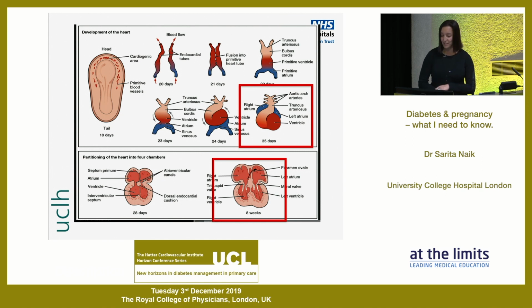And that's because of some of the embryology, which certainly was a long time ago for me. But if you look on the right-hand side, this is showing you the development of the heart. And you can see that by 35 days, the structure of the heart is already developed. And by 8 weeks, all the chambers are partitioned. Many women are only being referred to antenatal services at that time. And that's why it's so important to get the HbA1c right preconception so that it's right early on in the first trimester.